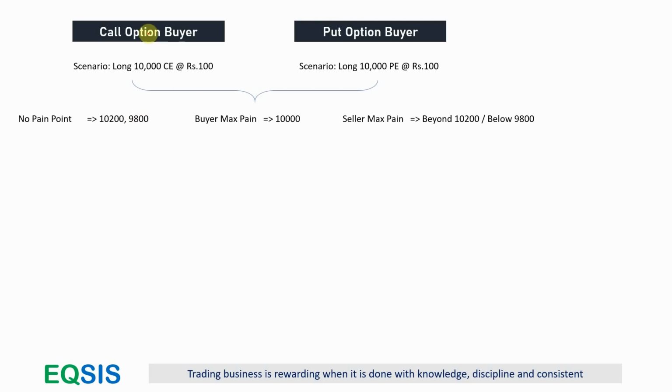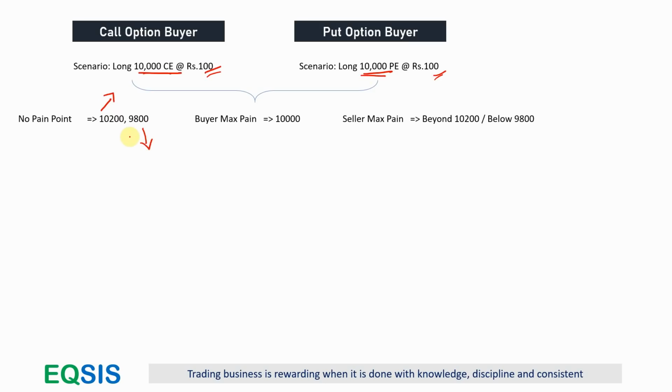This time, I didn't buy just one contract, I've taken both contracts. So I've taken a 10,000 call option and a 10,000 put option, and both come to me at a premium of 100 rupees. I hope that is clear, the total premium paid by me is just 200 rupees.